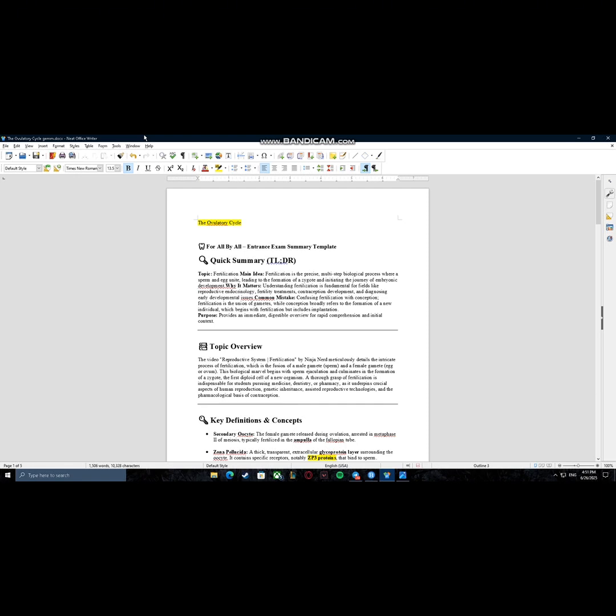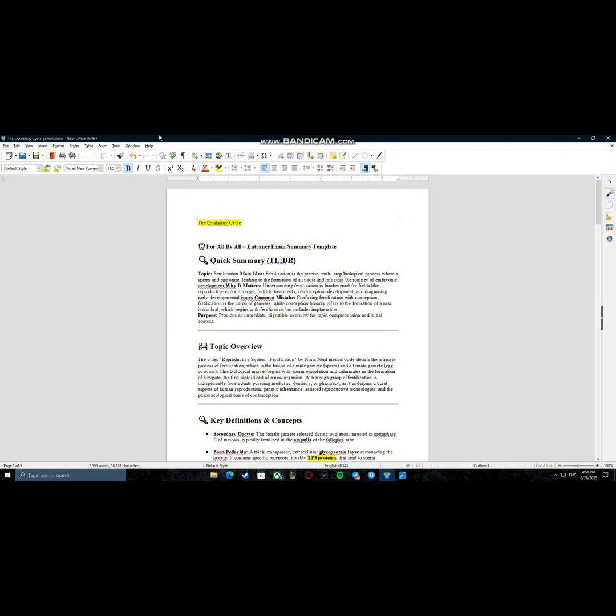A common mistake is that some people confuse fertilization with conception. Fertilization is the union of gametes, while conception broadly refers to the formation of a new individual, which begins with fertilization but includes implantation. Implantation means that the zygote implants on the endometrium, or settles.